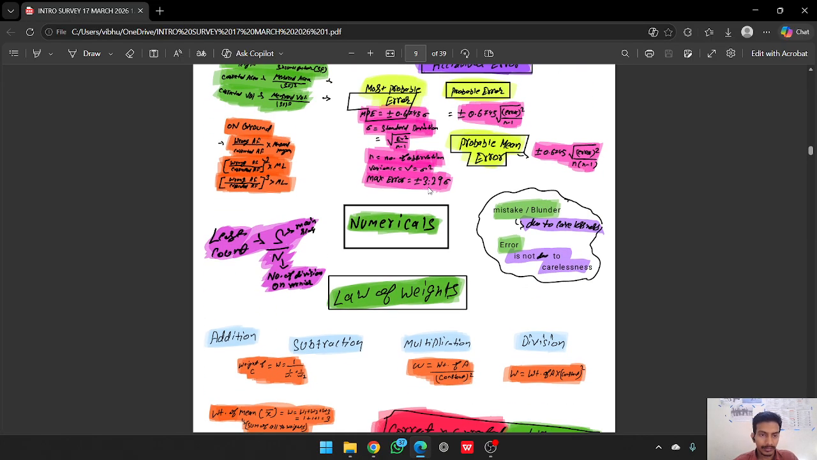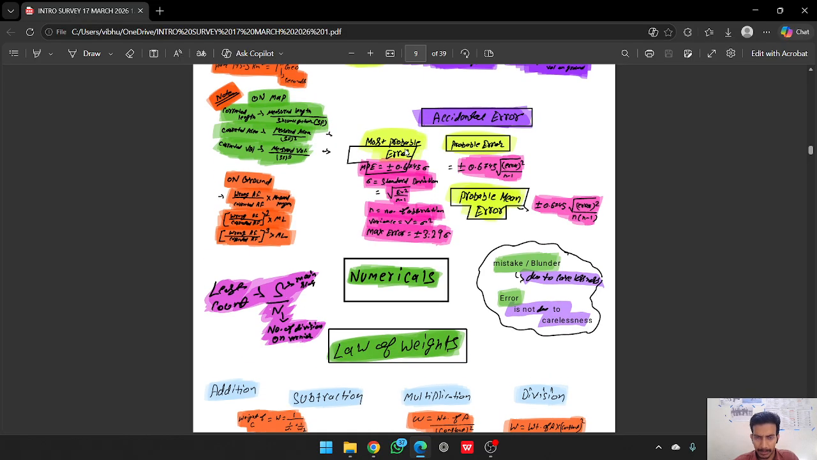Now, there is the most probable error and probable mean error we have discussed. Like in probable mean, if there is a mean, then directly put one n also, like plus minus 0.6745 error square n minus 1. Okay.